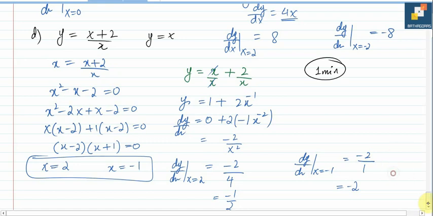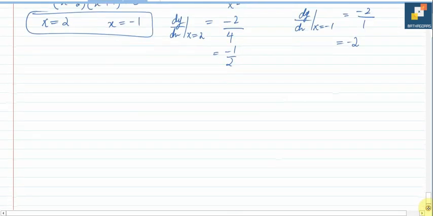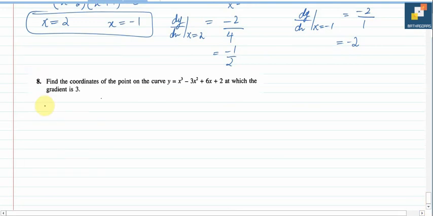Alright, moving towards the next question. It's question number 8. The question says find the coordinates of the point on the curve at which the gradient is 3. Beta, look, the gradient is given, and the gradient is basically dy by dx, which is given as 3. So firstly, the equation is y equals x cube minus 3x square plus 6x plus 2. That is your equation, right?